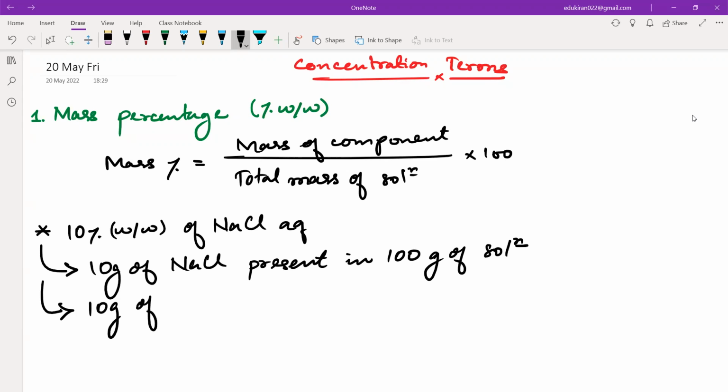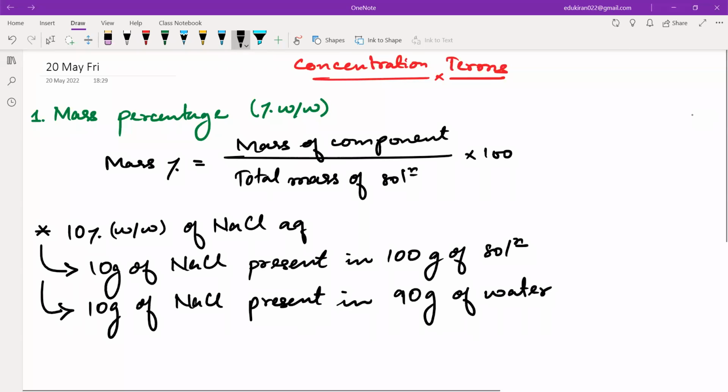Another statement and another detailed translation will be: 10 gram of NaCl present in 90 gram of water. Now, all of you, please tell me, do you understand the difference between the first and the second statement? Yes or no? Akshay, Fatima, Kulsum, Nawal, Rida, Zarsh, Umar. Yes, sir.